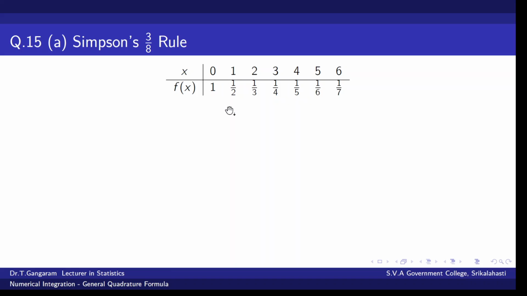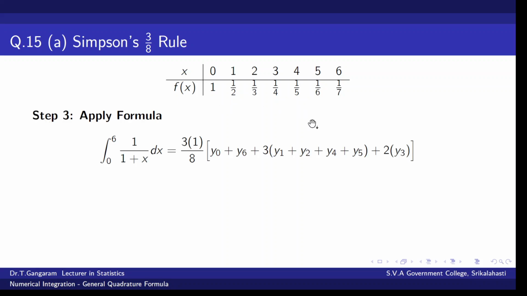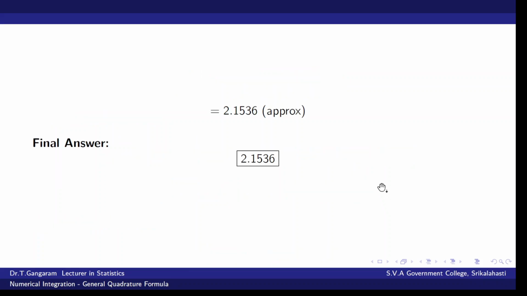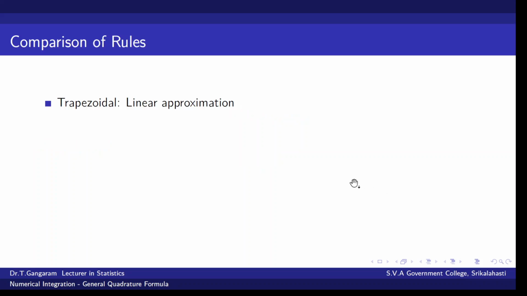We need to decide the x terms first, 0 to 6, and after finding the x terms, we substitute the x terms in the function f of x to get the values, and apply the formula. Integral 0 to 6 of 1 by 1 plus x dx is equal to 3 into h, where h is 1 here, times first term plus last term plus 2 into 3 multiples and plus 3 into remaining terms. This is our simplification: approximately 2.1536. Final answer is 2.1536.